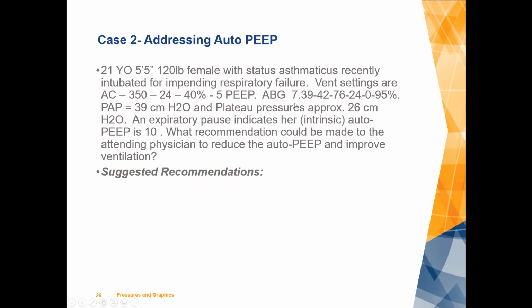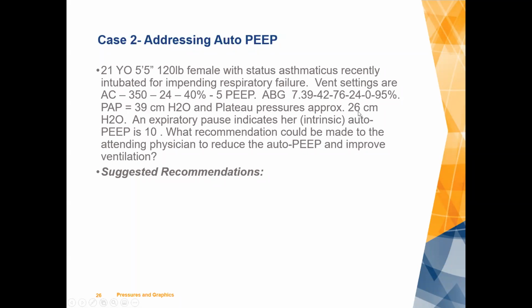ABG 7.39, so a normal pH. PCO2 is also normalized at 42. PO2 is 76, bicarb is 24, and base excess is 0, 95%. Peak airway pressures, however, are 39. Plateau pressures, approximately 26. So just to pause for a moment here, we're looking at peak airway pressures of 39, plateau pressures of 26.